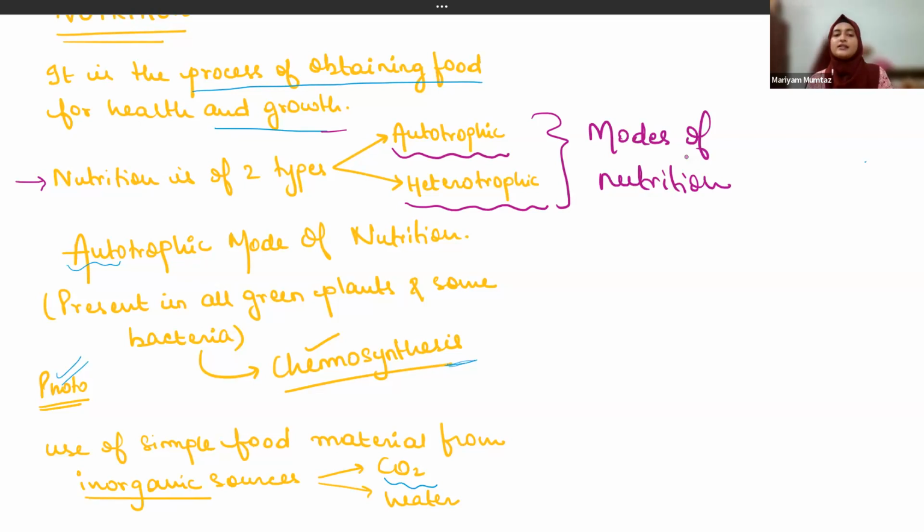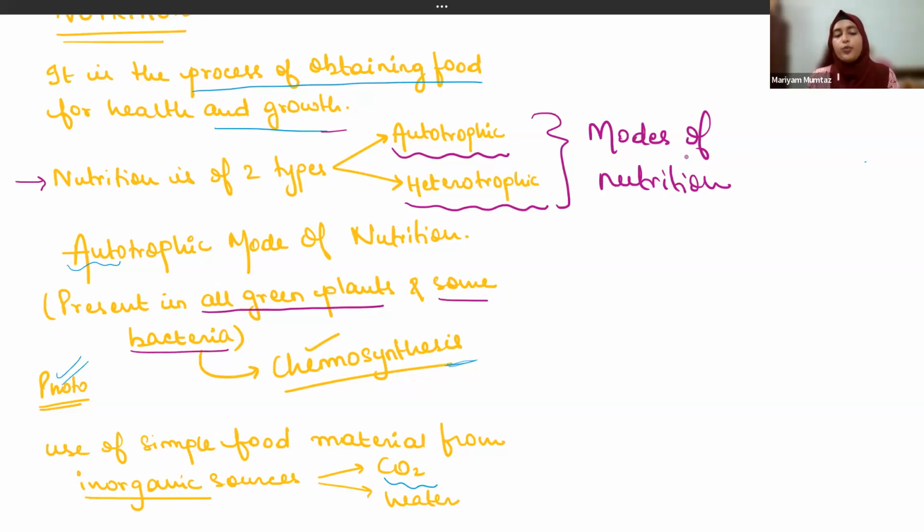Do you know what organisms make their own food? Plants. Plants, right? Humans? No. Humans can't make their own food. Humans are dependent on plants. The autotrophic organisms are those that make their own food, meaning all the green plants and some bacteria. All the green plants and some bacteria make their own food.